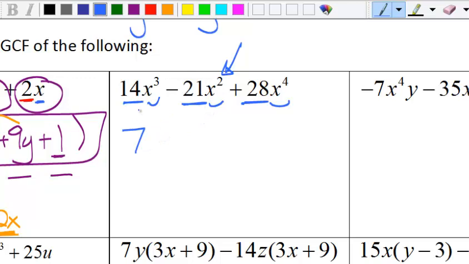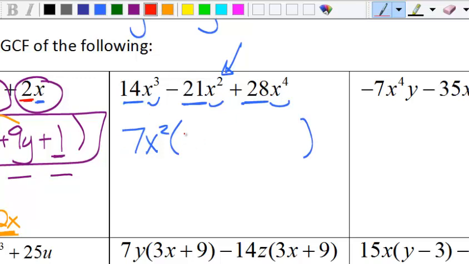This first term has 3 x's, I can take 2 of those out. The second term has 2 x's, I can take 2 of those out. And the third term has 4 x's, and I can take 2 of those out. So basically I'm taking out 2 x's from each term. Alright, let's go back and divide.